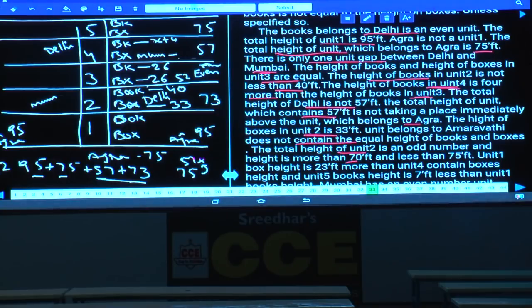And 57 is not immediately above 75. It doesn't mean that 57 and 75 cannot be adjacent to each other, isn't it? It is not above this one, hence it must be below this one. 75, 57, 52, 73, 95 and done.